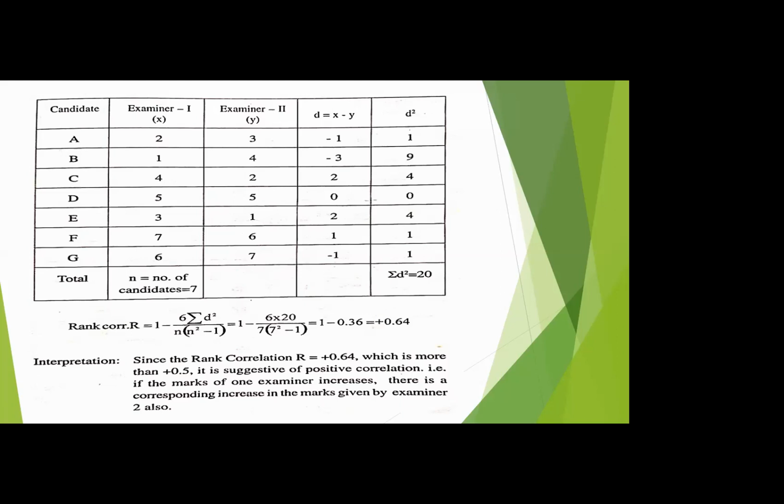So how do we interpret the data? If the marks of one examiner increase, there is a corresponding increase in the marks given by examiner 2 also. So they are following a similar trend, but not the exact trend. We can't observe a perfect linearity in the observations, but they are almost positively related to each other. That is how we interpret the Spearman rank correlation value.